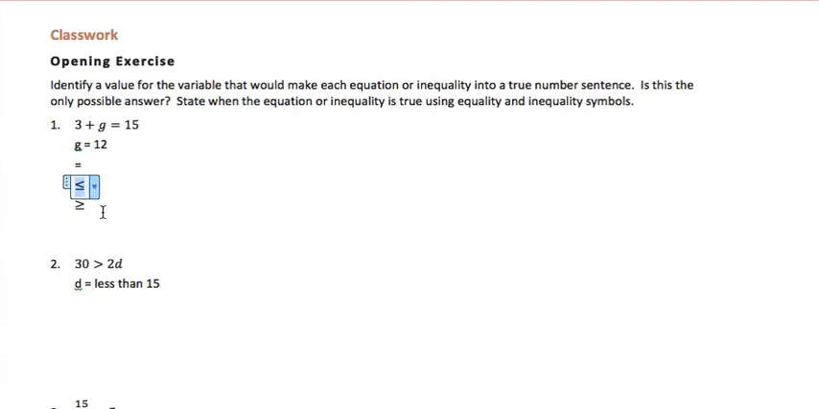30 would need to be greater than or equal to 2D. D will need to be less than or equal to 15. So D can be less than or equal to 15. And D could also be less than 15. But it cannot be equal to.